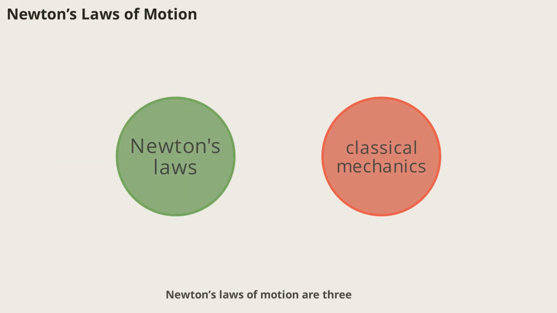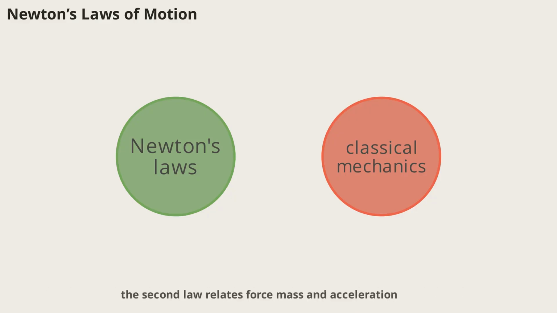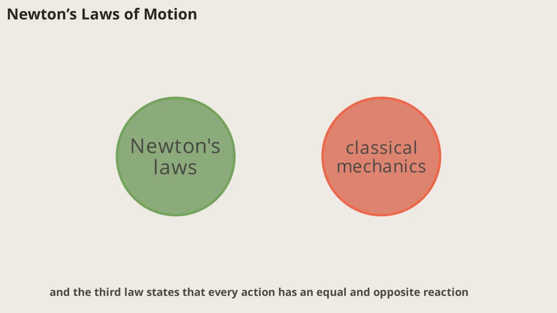Newton's laws of motion are three fundamental principles that describe how objects move. The first law is inertia, the second law relates force, mass, and acceleration, and the third law states that every action has an equal and opposite reaction. These laws form the foundation of classical mechanics and help us understand everything from launching rockets to riding a bicycle. Mastering these laws is key to understanding motion in the physical world.